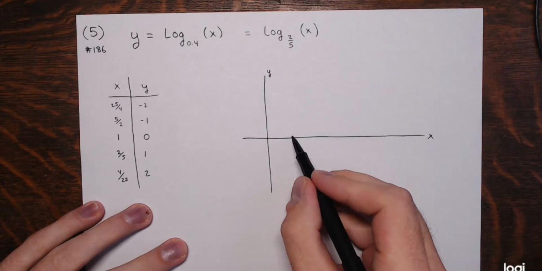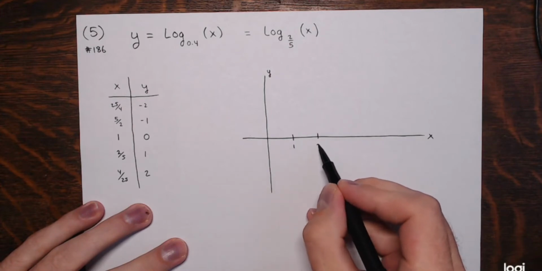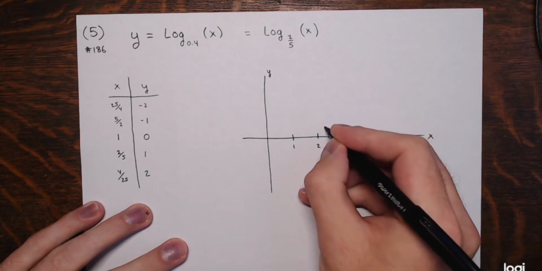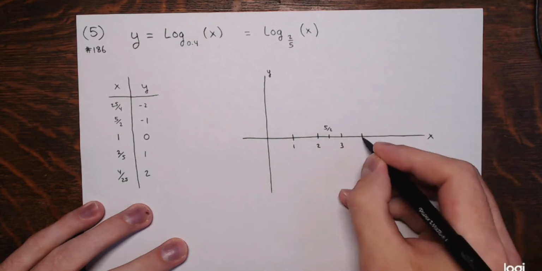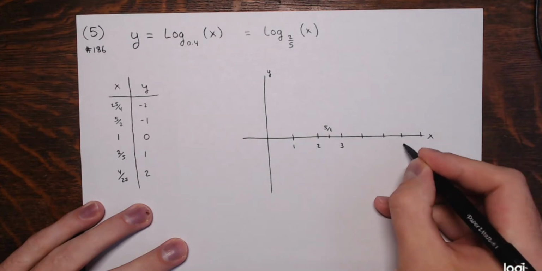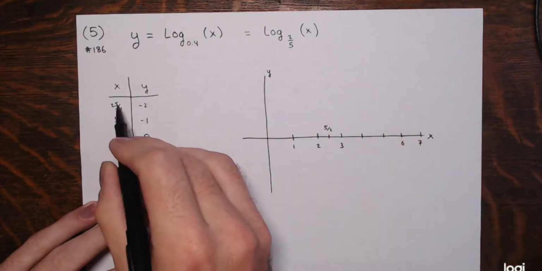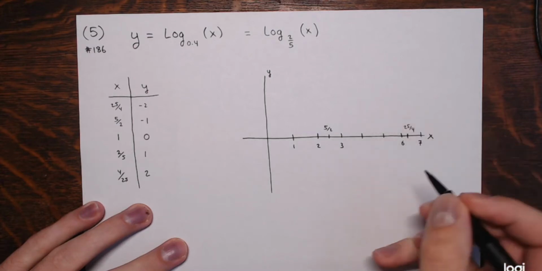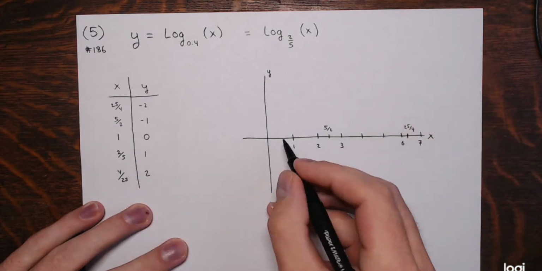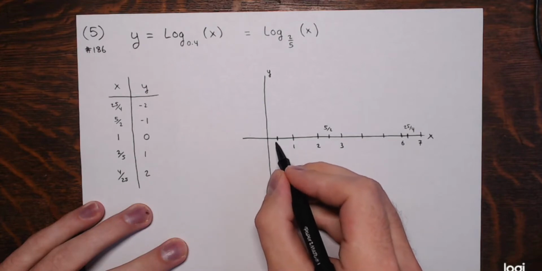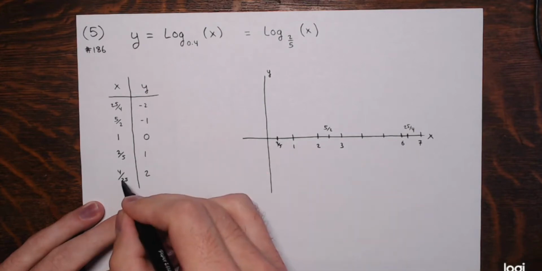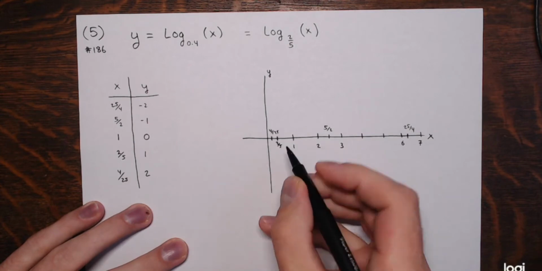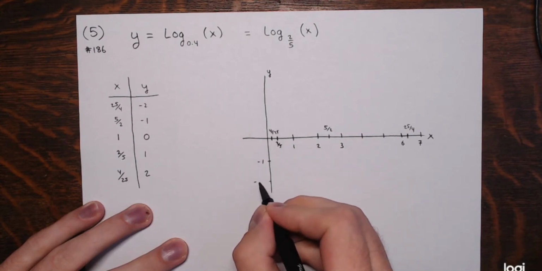Alright, so input 1, and then here's 2, 3, and then 5/2 would be here, 2.5, then 4, 5, 6, 7. 25/4 is 6 1/4, so there's 25/4, and then 2/5 is 0.4. Let's say that's 2/5 there, and then 4/25 is 0.16, so even smaller. And the outputs are -1, -2, 0, 1, and 2.